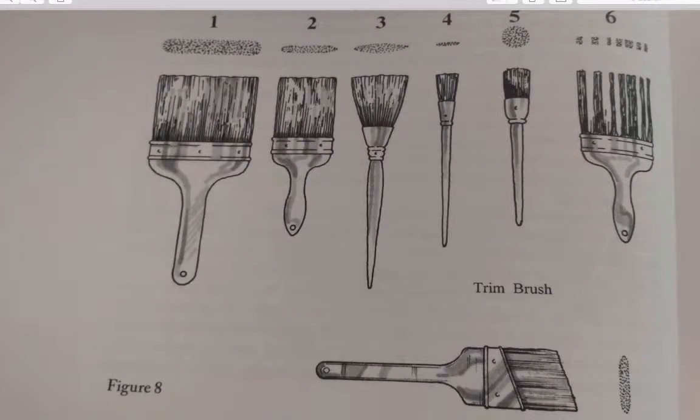Let's talk about types of brushes. I have an image here of several different kinds of brushes. The first one being a primer brush. These are 5 to 6 inches in width. They are used to prime surfaces.